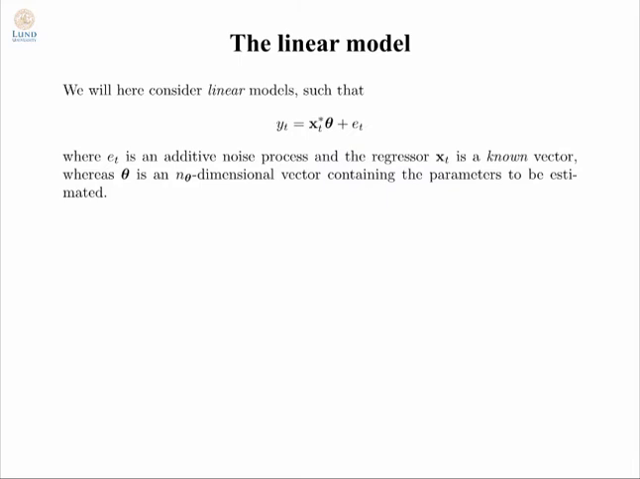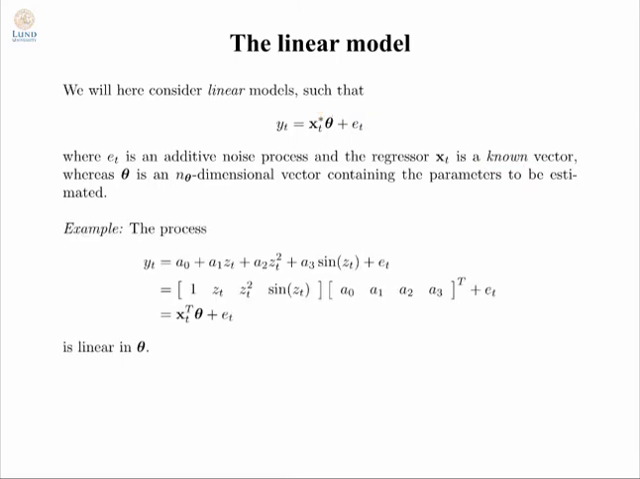We are assuming that we have a linear model where the unknown parameters that are stored in theta are multiplied by some regressor matrix x, which is then multiplied by its conjugate transpose as usual. We assume that x, the regressor, is a known vector, whereas theta has n_theta dimensions, and this is what we want to estimate. So for an example, here is a process which is nonlinear in z, but it is linear in the unknown parameters, a1, a2, and so forth. And this is the important part: the data is depending linearly on the unknown parameters.